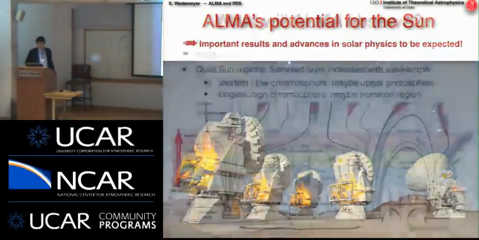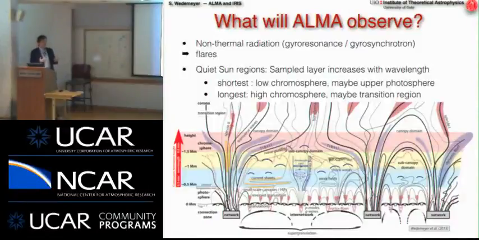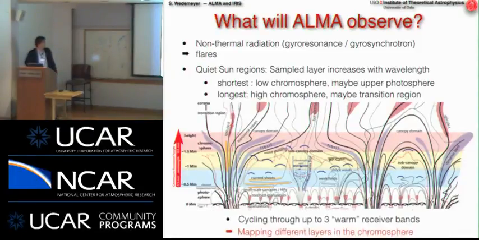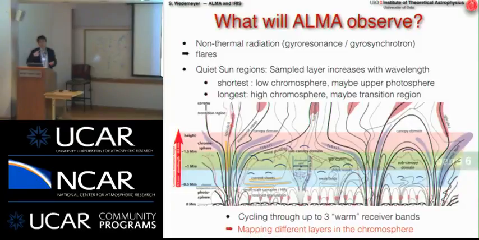ALMA. So how is the radiation formed at millimeter wavelengths? We have non-thermal contributions from gyroresonance and gyrosynchrotron mechanisms, which are relevant in the presence of strong magnetic fields. That means in flares, this will be very interesting to observe, and has been tried already with ALMA. And in the quiet sun, for example, the sampled layer changes with the wavelength that you're observing. And that means ALMA can cycle through up to like 3 warm receiver bands, which are simultaneously available. And so you could, in principle, cycle through different layers in the chromosphere and observe there.